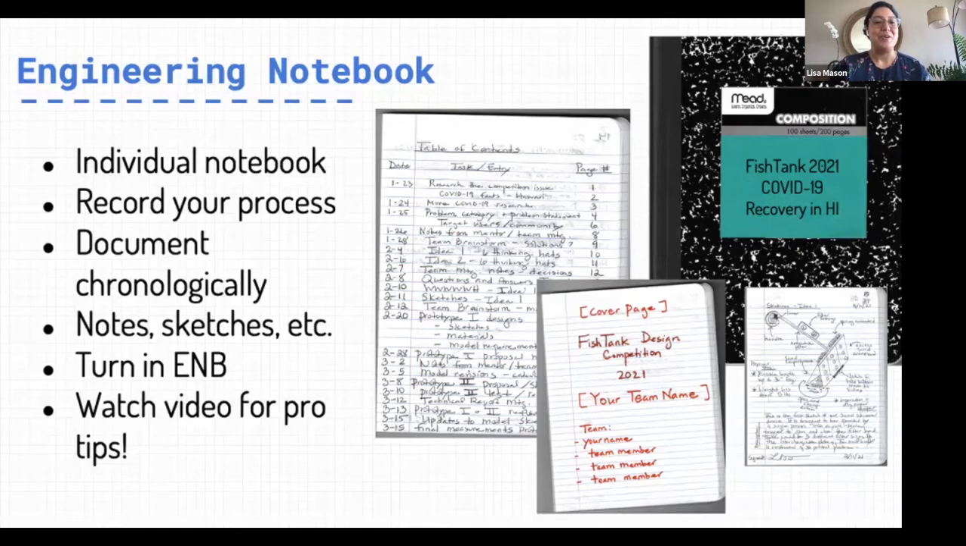In your notebook, you're going to be recording your process as you work through the engineering design steps. You're also going to be documenting your progress chronologically. So each day that you work on your project, you're going to be titling and dating each one of your entries. Your notebook will have each one of the pages numbered so that we can keep track of your progress throughout the competition. You are going to be turning in your engineering notebook at the end of the competition. So you want to keep in mind that we are going to be seeing in some way, shape, or form your notebook. We'll give you more details on how to turn that in and what we're looking for in terms of the end product later on as we move through the competition.